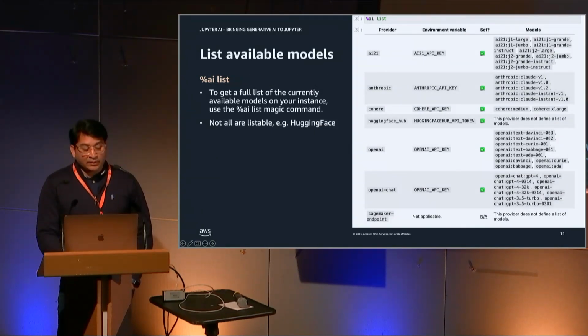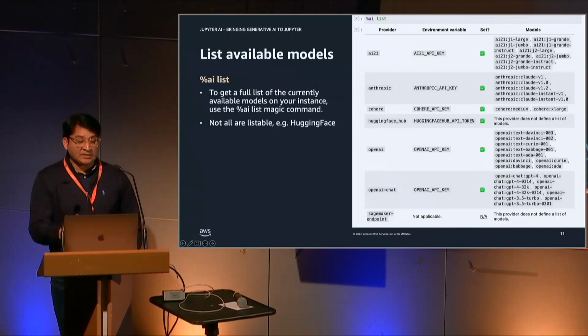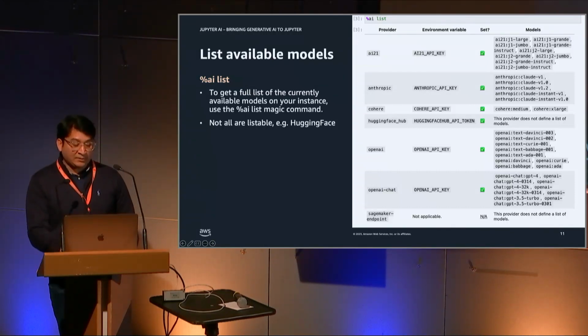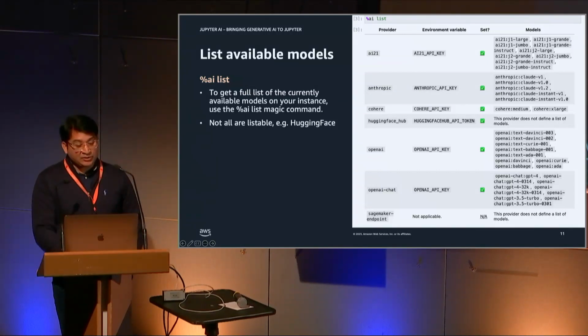There's also another command called list that you can use, which gives a list of all the providers that are available in Jupyter AI and that have been registered. You can see the output on the right here, which shows the provider and then the models available. These green check marks show if you have specified the key, if you've set that in the environment variable. That shows that that particular provider is available for use in the AI magics.